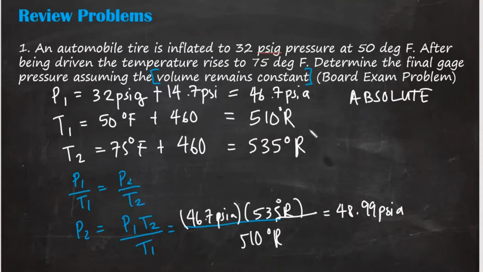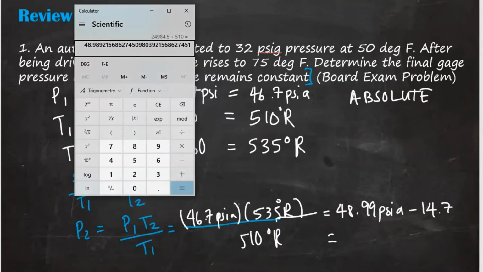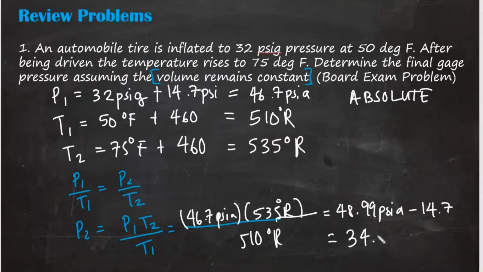psia. But the problem requires us to get the final pressure in gauge. So we will now subtract 14.7. So get our calculator again. Let's subtract 14.7 from our answer, and the answer is 34.29 psig. 34.29 psi gauge. Okay, another problem.